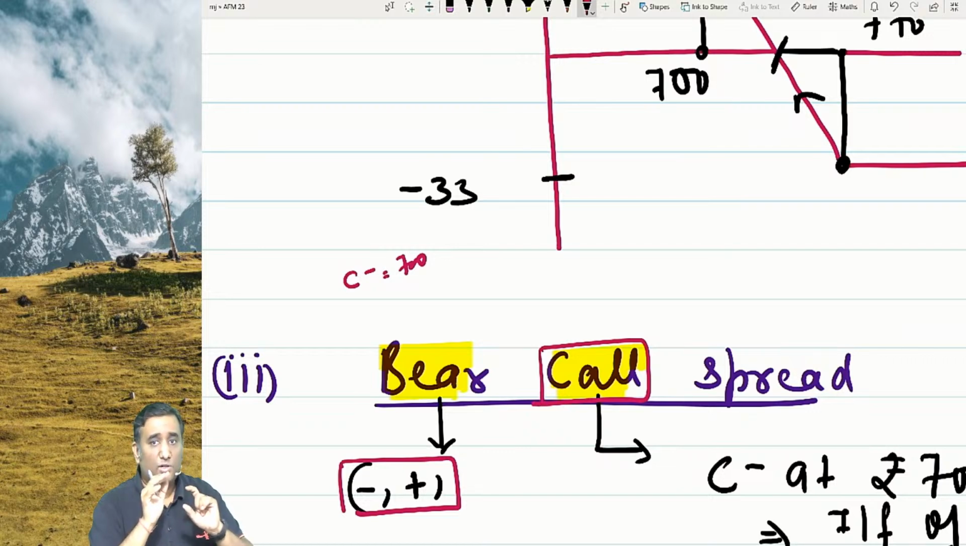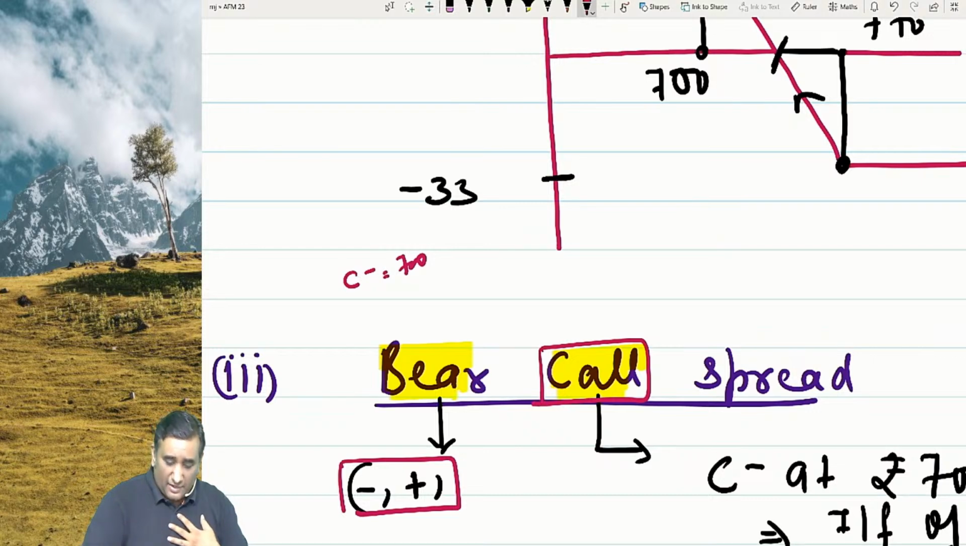The call writer will get what? A heavy loss. If I am a writer at 700, if the price becomes 750, gross loss or profit? Loss. The 800 loss, 850, 900. That means although I did C minus, and why I did C minus was, I was not expecting price to move above. But what if price starts moving?